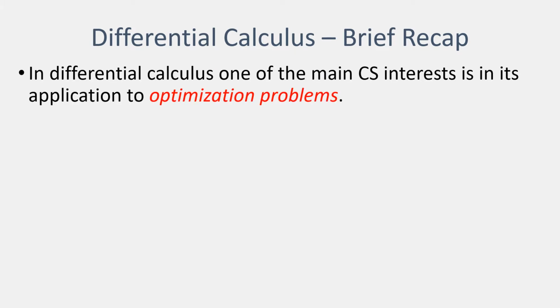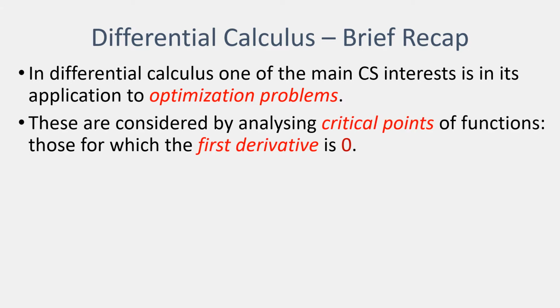In differential calculus, one of the most important applications in computer science is in this area called solving optimization problems. And the way we do that, we analyze what are called the critical points of a function. So a critical point of a function is a value for which the first derivative of that function is zero.